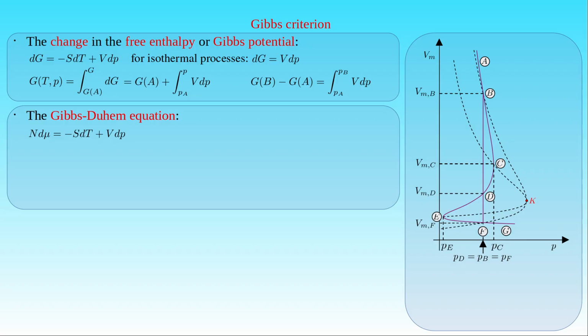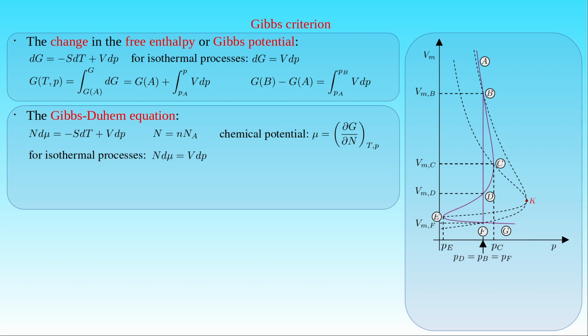Here the number of molecules N is given by the amount of species n times the Avogadro's number Na, whereas the chemical potential μ can be expressed as the partial derivative of the Gibbs potential G with respect to the number of molecules N at constant temperature and pressure. Again, for an isothermal process the Gibbs-Duhem equation reduces to the relation stating that N times the differential of μ is equal to V times the differential of P.